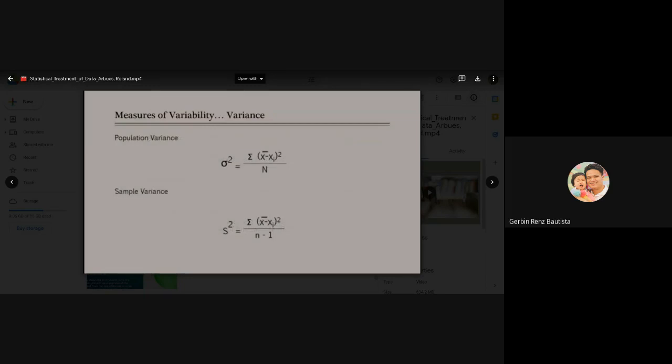The formula for population variance, sigma squared, is equal to the sum of the squared differences between x bar and the data point, all divided by n, where n is the number of samples. In the case of sample variance, S squared is equal to the sum of the squared differences between x bar and the data point, all over n minus 1.